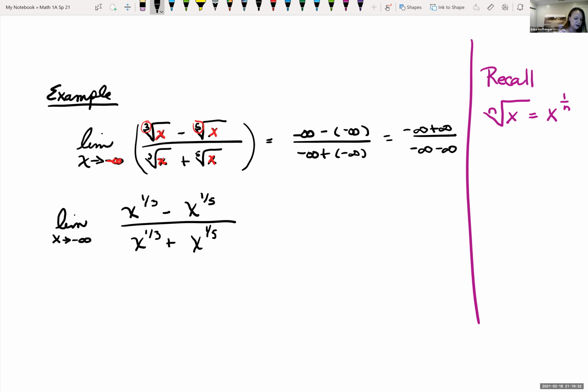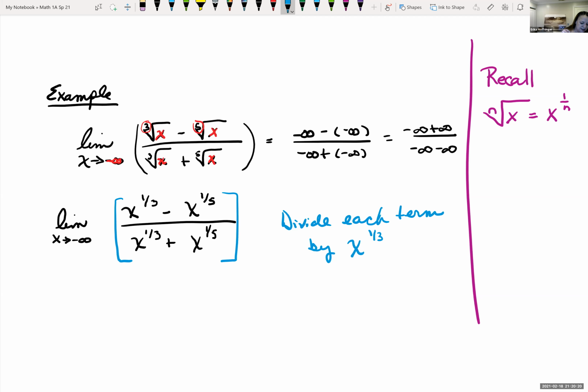But let's use that trick that we were talking about before. Let's divide each term by the highest degree of the variable in the exponent, by the variable raised to the highest power that's down in the denominator. So in our case, we have to determine is 1/3 a bigger number or 1/5 a bigger number? Well, 1/3 is 0.33333, 1/5 is 0.2, so 1/3 is bigger. So I want to divide everything through by x to the 1/3 power.